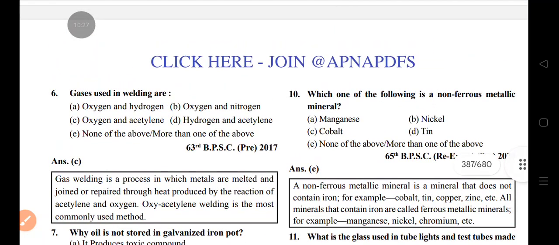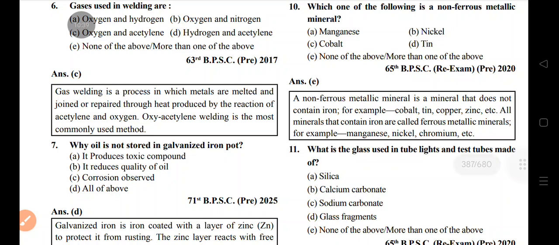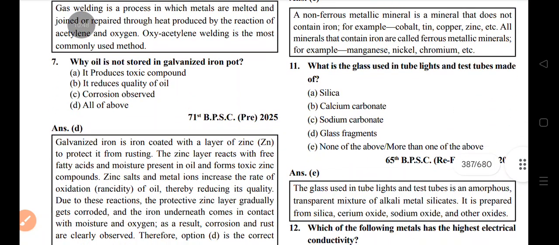Which one of the following is a non-ferrous metallic mineral? One that does not contain iron: cobalt, zinc, copper. Ferrous metallic minerals: manganese, nickel, chromium. Glass used in tube light and test tubes is made up of an amorphous transparent mixture of alkali metal, silica, calcium oxide or sodium oxide.